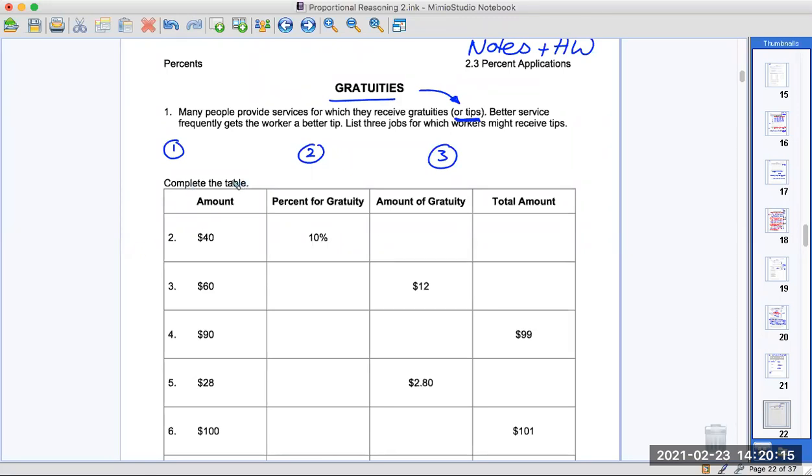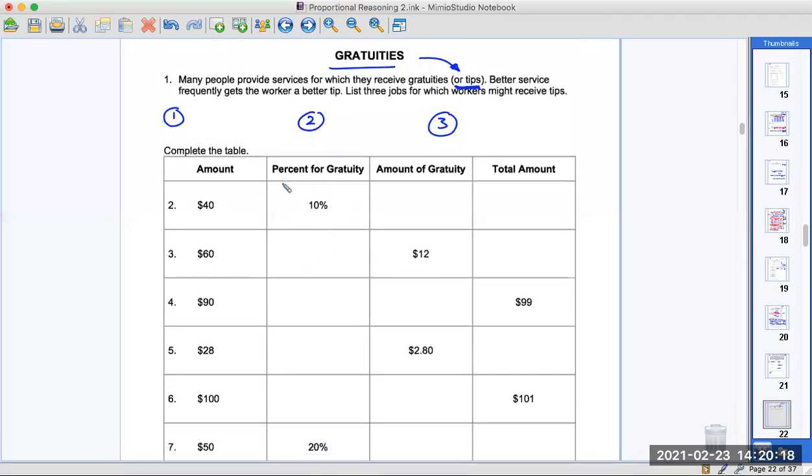All right, so complete the table. This book loves tables, so let's look. We have $40 as the amount that something costs, maybe a bill at the restaurant, and you want to leave a 10% tip. So now how much do we leave? Okay, so that means it's the 10th part. 10% is the 10th part of 40. Or you can do 40 divided by 10, right? 40 over 10 is 40 divided by 10.